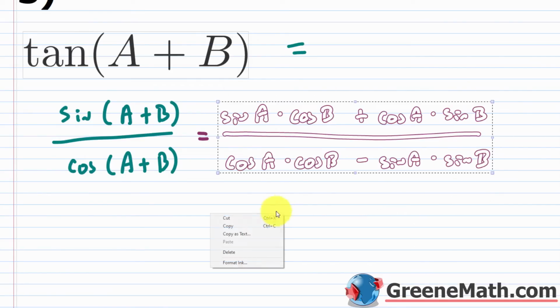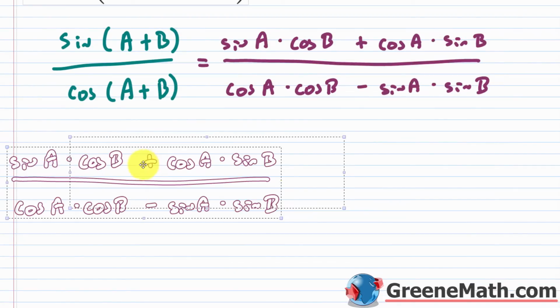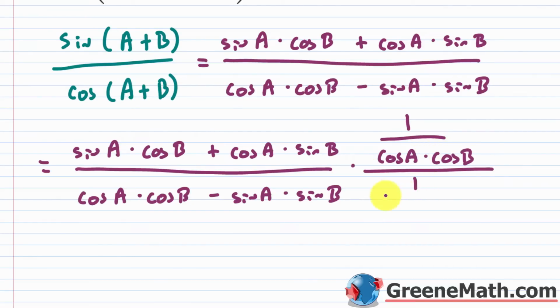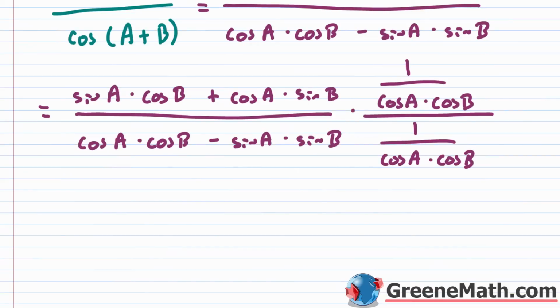So let me actually copy this, and I'm just going to paste this in here. And I'm going to put equals here, and I'm going to multiply by 1 over cosine of A times cosine of B, and then over 1 over cosine of A times cosine of B. So this is just a complicated form of 1, right? Multiplying things by 1 does not change anything. The idea is that this is going to get distributed to this, and then this will be distributed to this and this. And we're going to see a lot of stuff cancel. So let's come down here and see what that looks like.